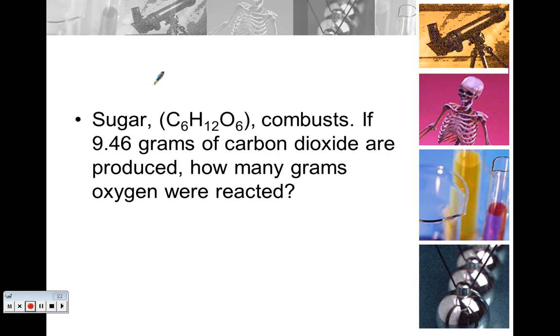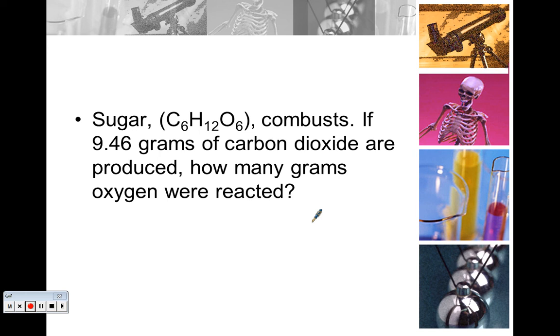O6, and we said that's O2, giving you CO2 and H2O. Okay, Stephen, tell me the coefficients. Okay, good. So 1, 6, 6, 6. Now it's balanced. I'm starting out with 9.46 grams of carbon. I'm going to convert that to what? I'm going to go from grams to moles by doing 12 grams of carbon is equal to 1 mole of carbon. Now I'm ready to cross the bridge.